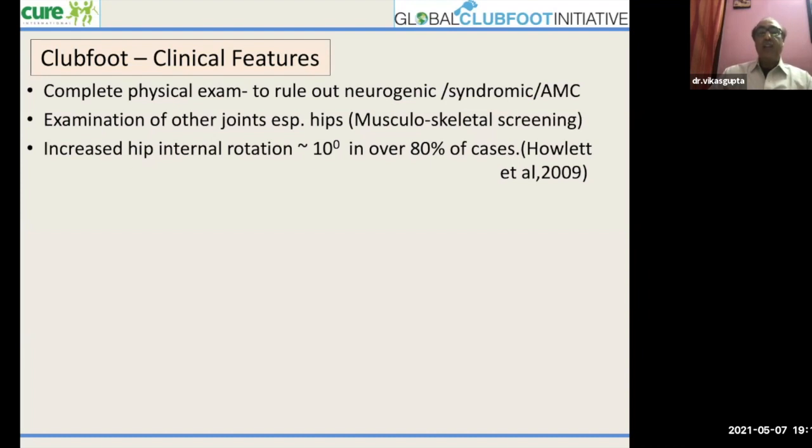Don't forget to examine the other joints, especially hips. Though it has not been proved that there's a close association of DDH with clubfoot, another observation which has been seen and published is that almost 80% of these cases have increased hip internal rotation on the affected side. This is important, especially when the child is walking with in-toeing and you think their foot seems to be corrected. This in-toeing is most likely due to increased hip internal rotation, not due to any residual deformity in the clubfoot.